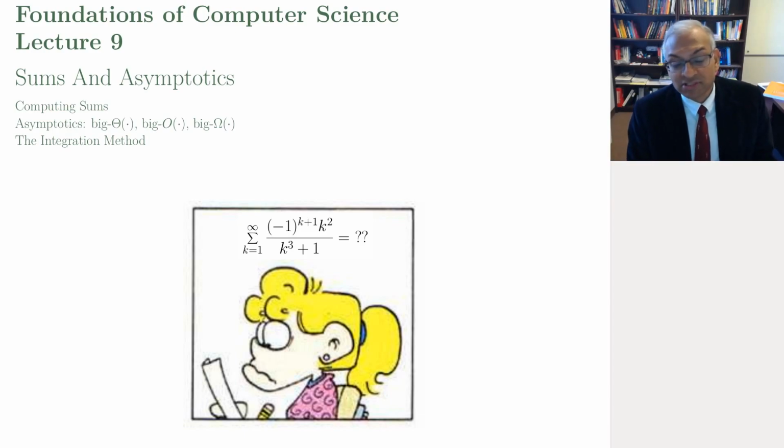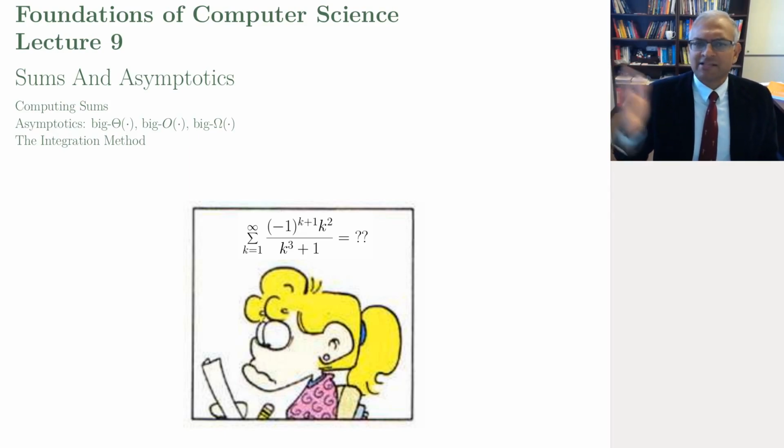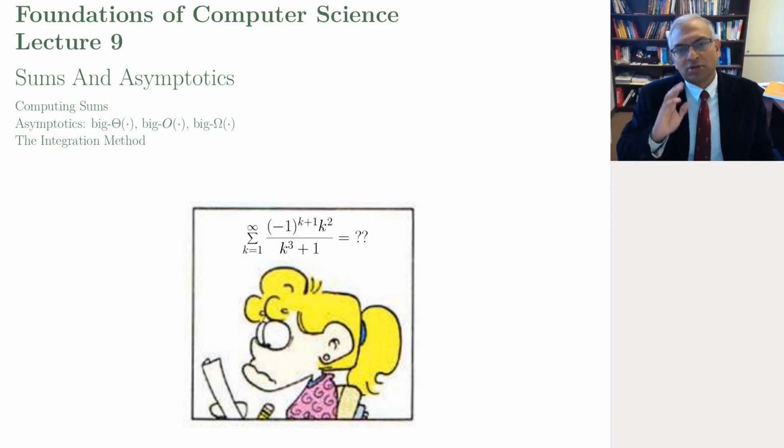Now, sums are relevant in computer science because algorithm analysis usually involves analyzing sums. And then we're only interested typically in how these algorithms behave for very, very large inputs. And that makes asymptotic analysis very relevant to computer science.